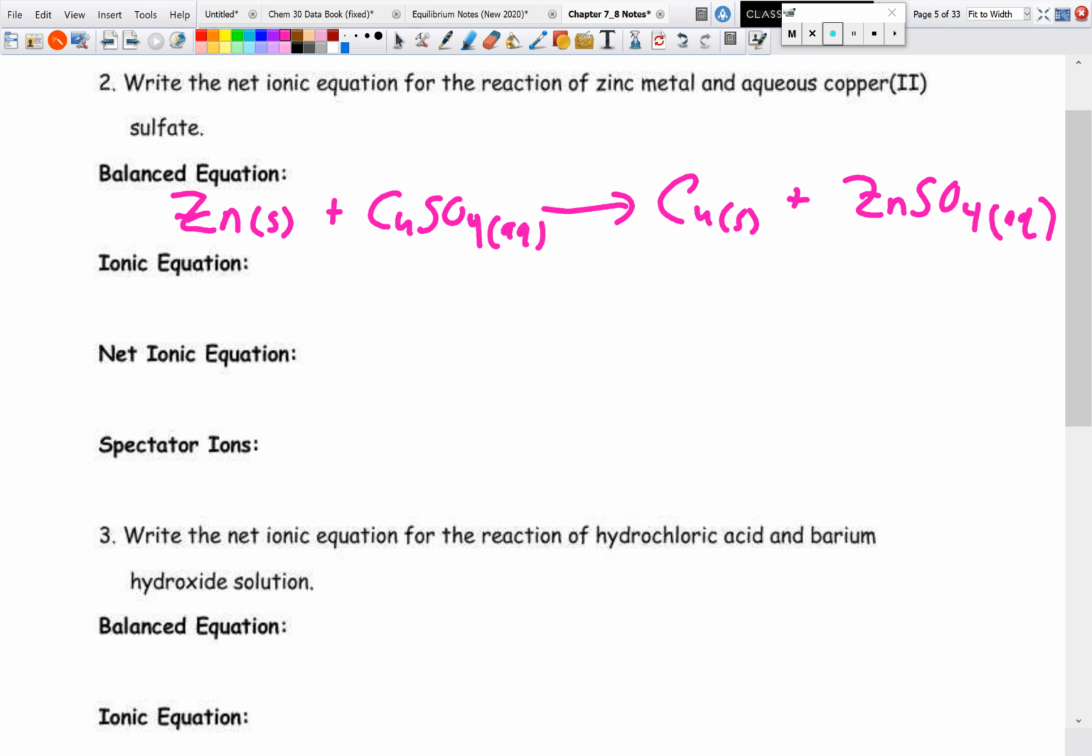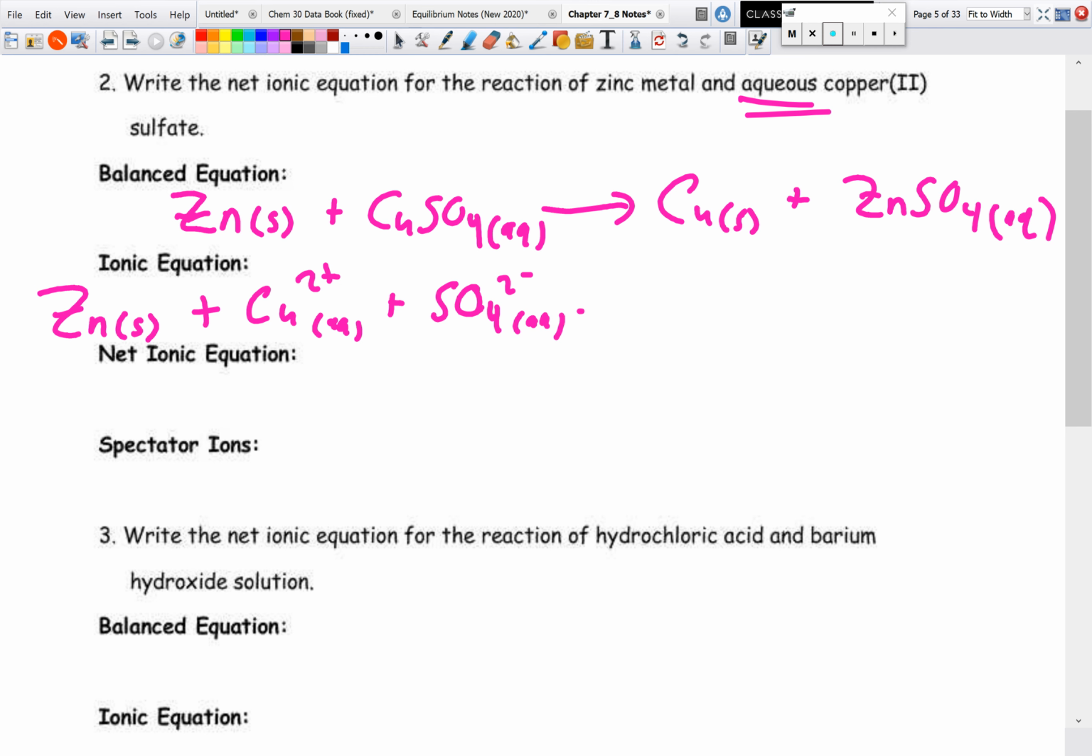Everything that is aqueous, we break apart. If it's not aqueous, it stays the same, meaning that zinc solid, elemental zinc, stays as zinc solid. Our copper 2 sulfate, because it's aqueous, that means we separate it. So you get Cu2+ aqueous plus SO4 2- aqueous, producing elemental copper, which will not dissociate, it stays as copper. And because we have zinc 2 sulfate listed as aqueous, it dissociates into that.